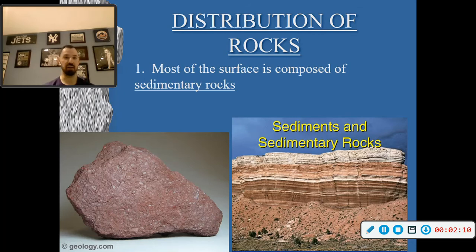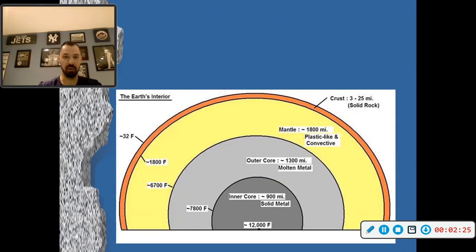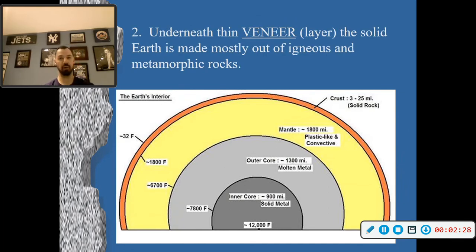Now, the distribution of rocks throughout the Earth's surface. Most of the surface is composed of sedimentary rocks, and that makes sense, because sediments are going to break down and then collect in a thin layer on top of the Earth's surface and make your sedimentary rock layers. The Earth's interior, on the other hand, which we're going to talk more about in a future chapter, the mantle, outer core, and inner core toward the center, is basically solid rock made out of both igneous and metamorphic rock. Because the temperature increases as you get towards the center of the Earth, that material is going to be molten rock in some places.